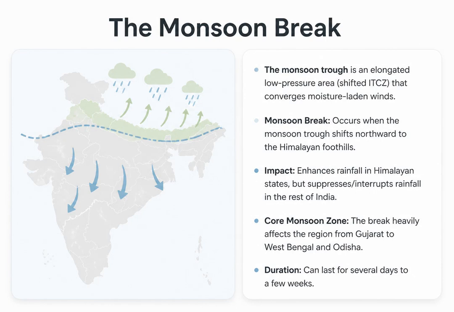During the monsoon season, you might experience a period where the rain suddenly stops for days or weeks. This is called a monsoon break. Normally, an elongated low-pressure area called the monsoon trough sits over central India, drawing in rain. But sometimes this trough migrates northward to the foothills of the Himalayas. When this happens, the Himalayan states get torrential rain, but rainfall over the rest of India, especially the core monsoon zone from Gujarat to Odisha, is severely suppressed or completely interrupted.